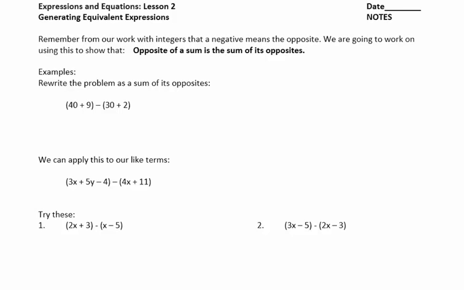Rewrite the problem as a sum of its opposites. So example number 1, 49 plus, and then it says the opposite of 30, so that's negative 30. And the opposite of positive 2, which is negative 2. So we can rewrite these as plus negative 30 and plus negative 2, and then we can go ahead and combine all these together.